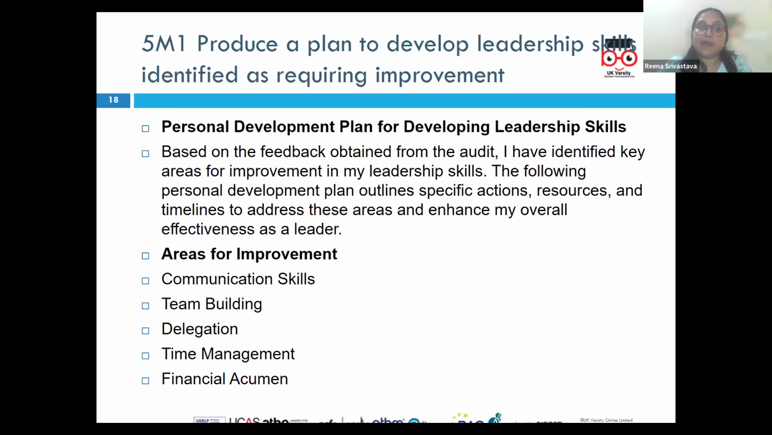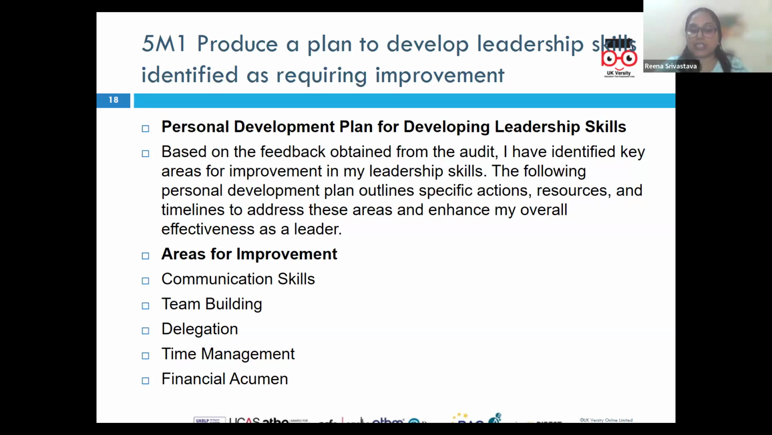Now, the 5.5 M1 requires you to produce a plan, a personal development plan, to develop leadership skills that you have identified in the skills audit that require improvement. So the areas of improvement identified by the skills audit were your communication skills, team building skills, delegation, time management, and overall understanding of the finances, the budget side of it, how the finances are prepared.